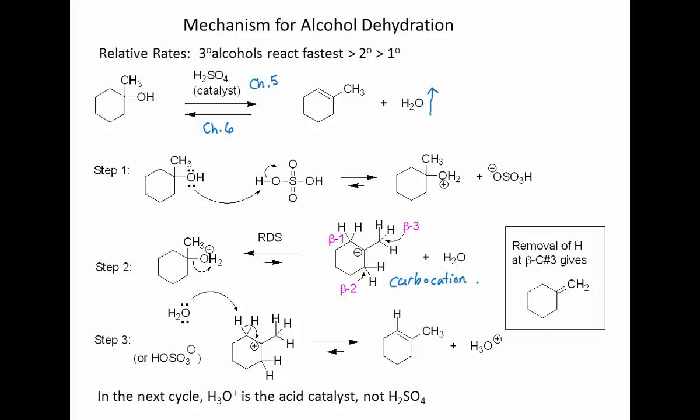Okay, in our next step, we're going to use water as a base to remove a proton. Okay? Instead of adding here, this would just take the reaction back to where it started. Water removes a proton from the beta carbon in an acid-base reaction, and this electron pair that used to be a CH bond now becomes the pi bond of the CC double bond. Okay?